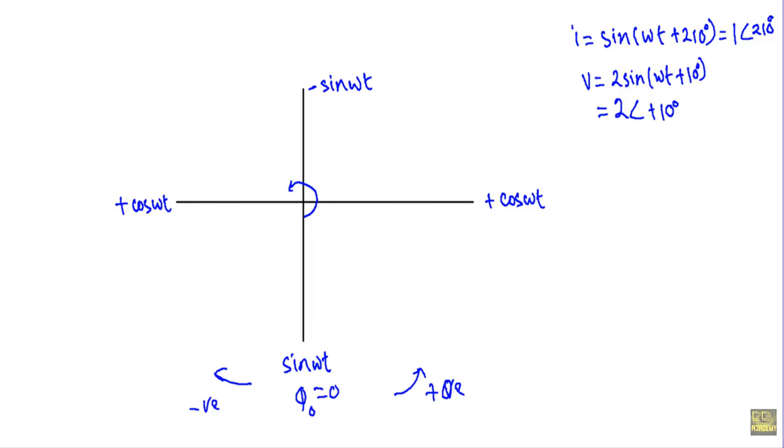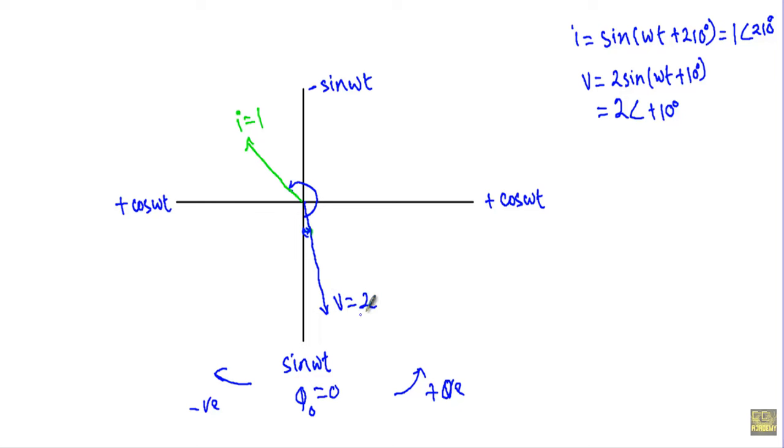Now I can look at the current phasor. Here let's say this is that current phasor I, whose magnitude is equal to I equal to 1. This produces an angle of 210 degree in anticlockwise direction with respect to this sine omega t. Here V equal to 2, angle will be 10 degree. That means let's say I rotate by an angle of 10 degree here. Now I can look at the voltage phasor. Voltage phasor will have a magnitude of V equal to 2. This angle is only 10 degree.